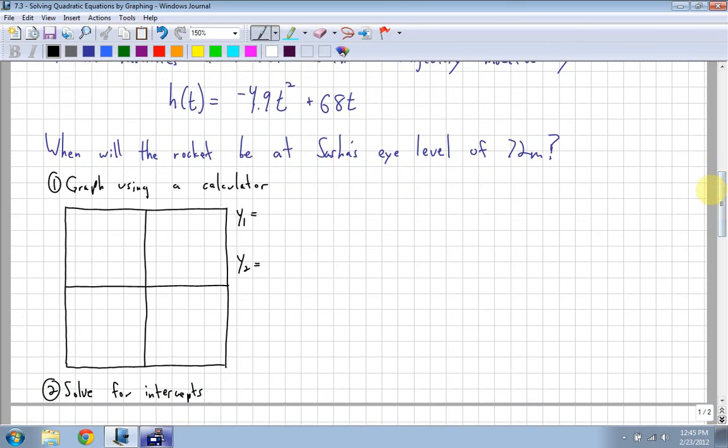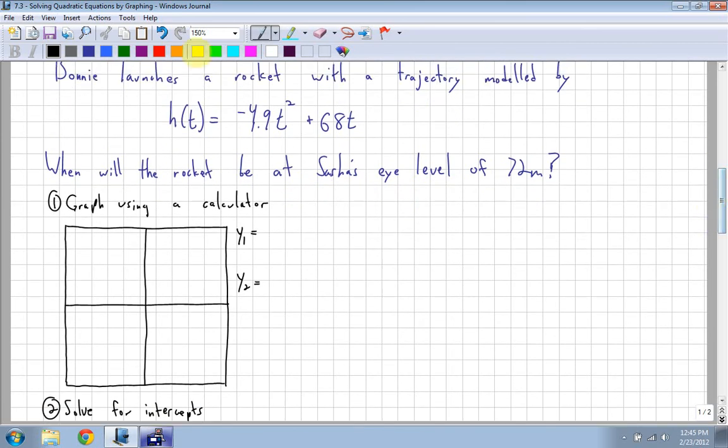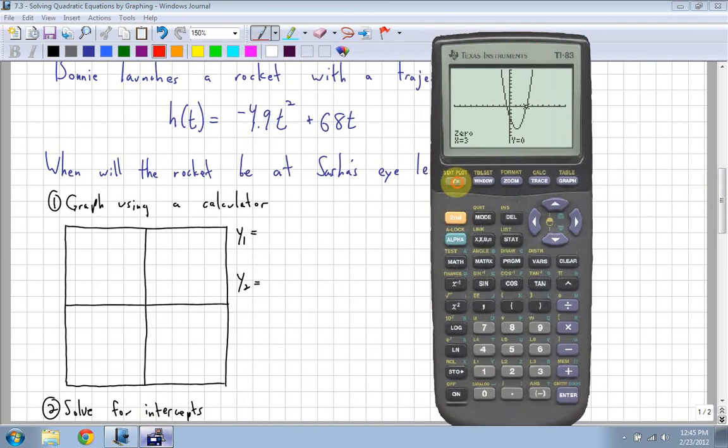So there's two functions we need for this one. The first one is this one, the h of t, which I'm going to have to graph. So I go y equals, clear that one, -4.9. Now notice how it's t, and I have x, comma t, comma theta. Any variable that you have, just use your x button for. So -4.9 x squared. Don't worry about the t, it's just a variable, right? So plus 68x. And just graph that to make sure that I can see it in my window.